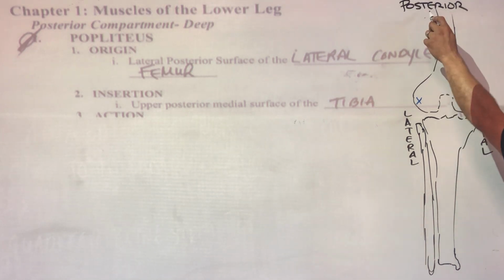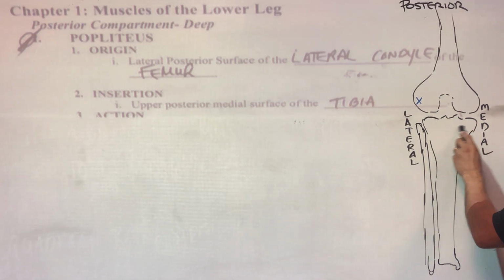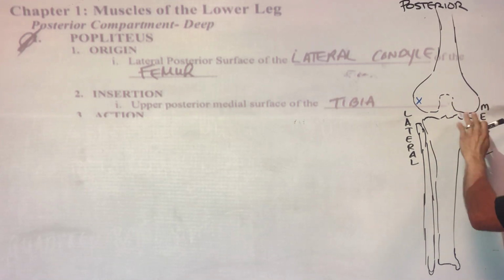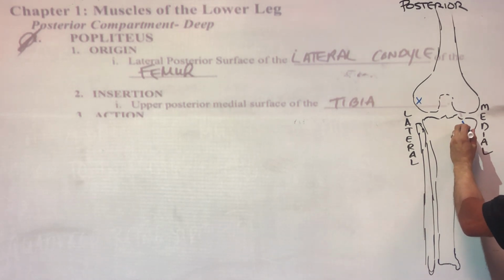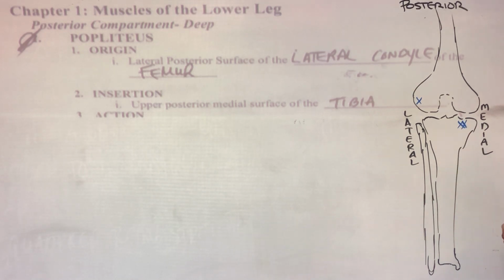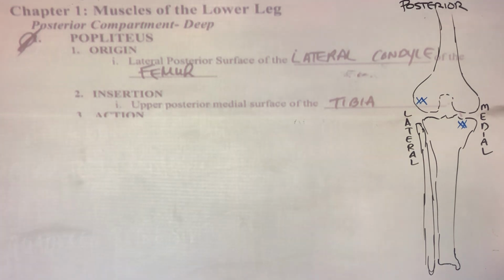So we know this is the posterior surface, the back side. And then we would say upper posterior medial surface of the tibia. Upper would be here. Posterior, we already know, the back, and medial surface. So we can call it about there, the insertion point.